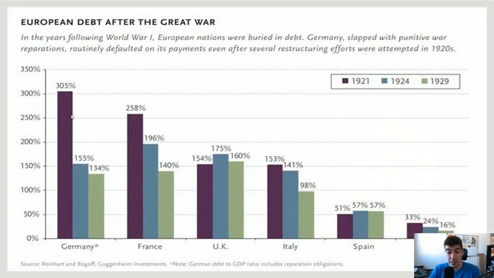As you can see here, the debt of the different countries, the most affected was Germany, almost 3 times their GDP, but also France and the UK, and as you can see here, the United States had very low levels of debt.